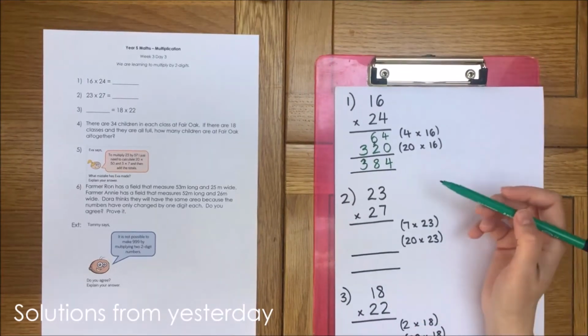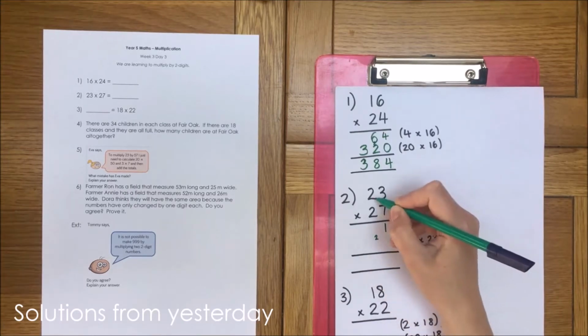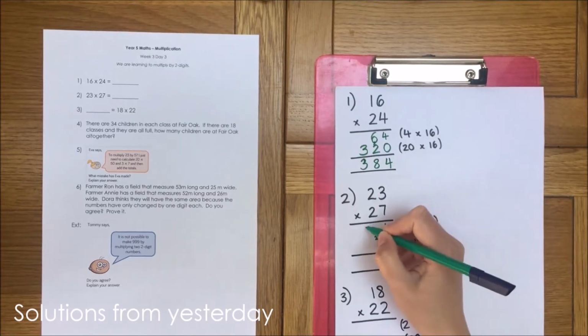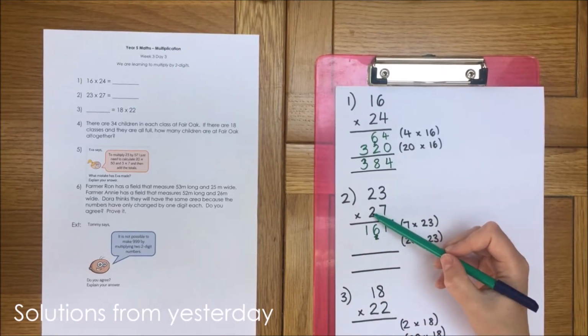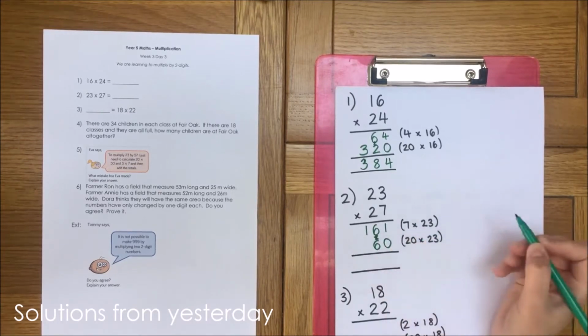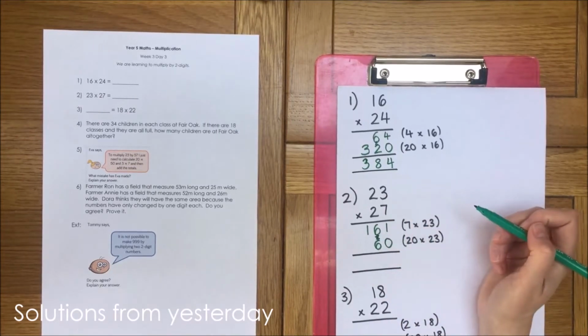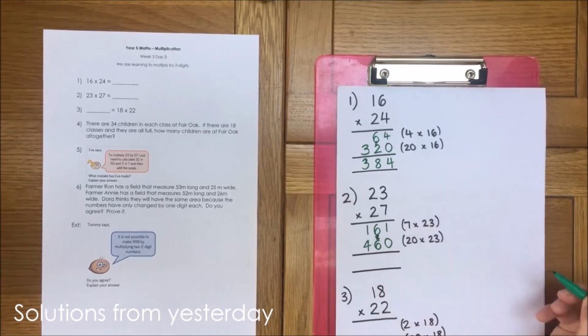Next one then, 23 times 27. 3 times 7 is 21. 2 tens times 7 is 14 tens, add those 2 is 16 tens. Then I'm going to go on to my tens. 2 tens times 3 is 6 tens, so 0 ones and 6 tens. 2 tens times 2 tens is 400. I don't have any hundreds there already, so I can pop those in.